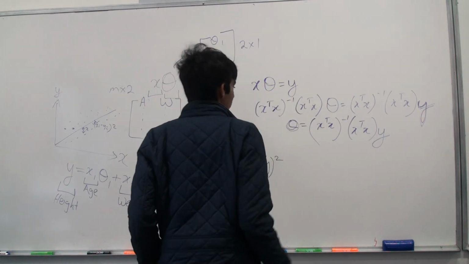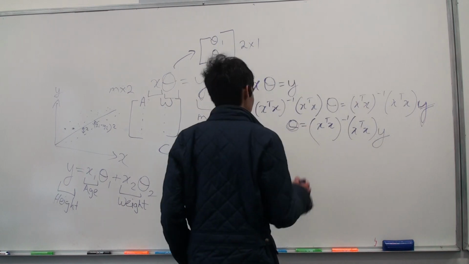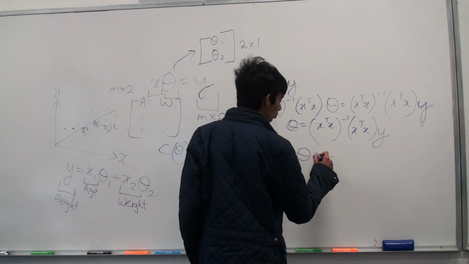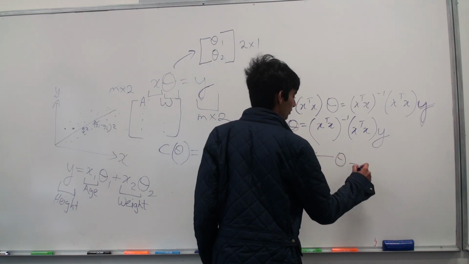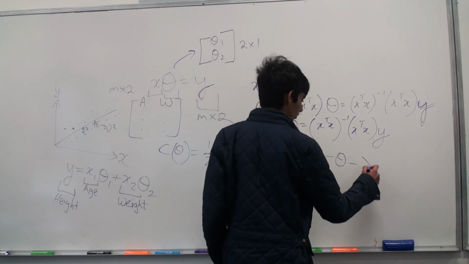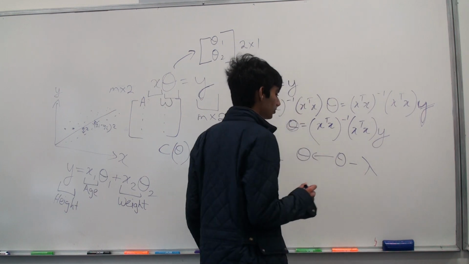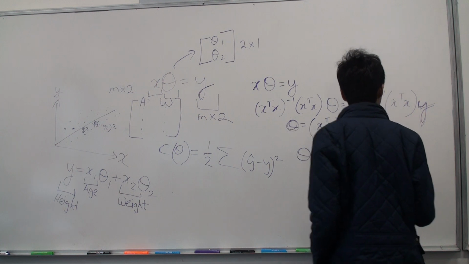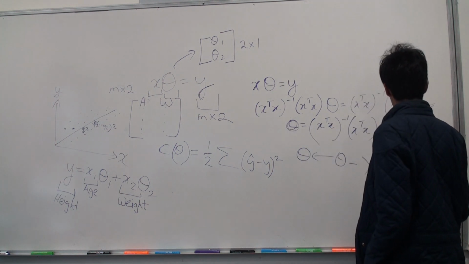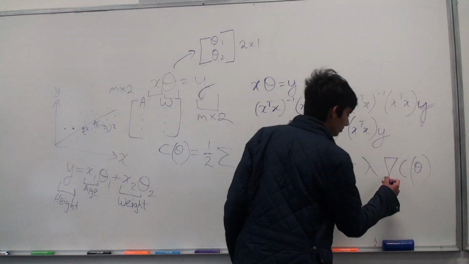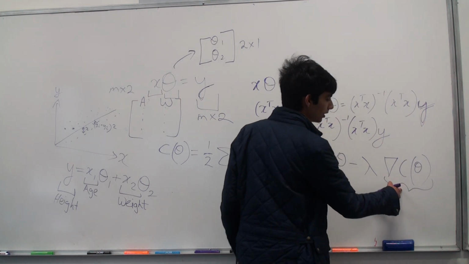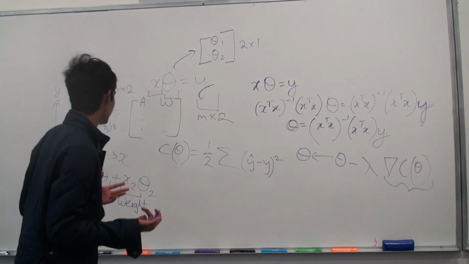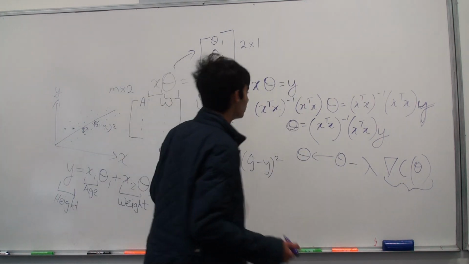From this we can determine our parameter theta using gradient descent, which we spoke about. What we do with gradient descent is we update our parameter theta to its current value minus a learning rate, let's call it lambda, times the total derivative of the cost function. This here is basically a vector consisting of the partial derivatives of every variable in our cost function.